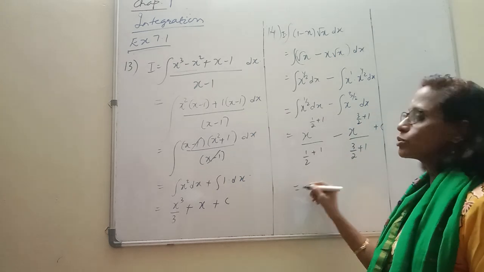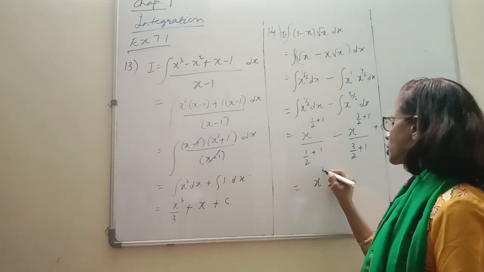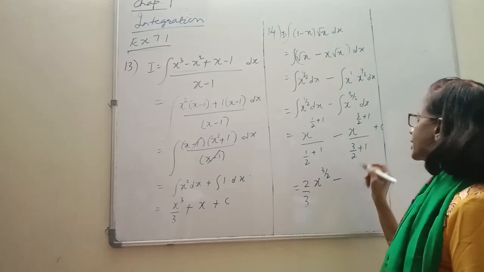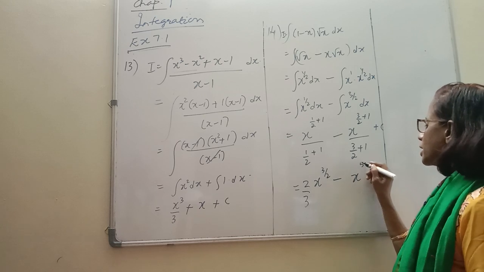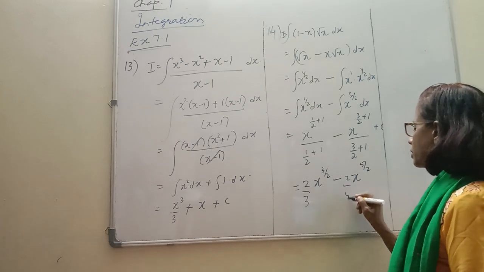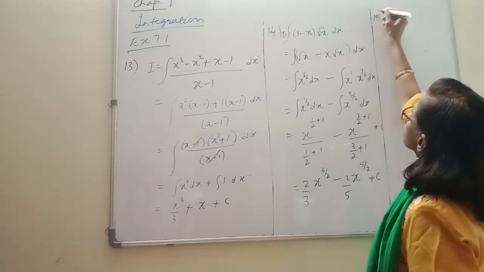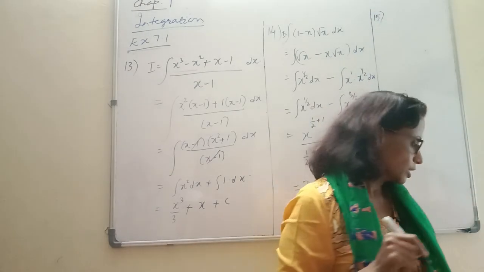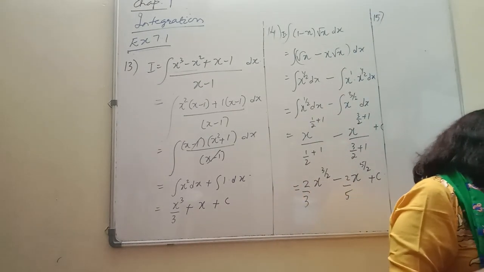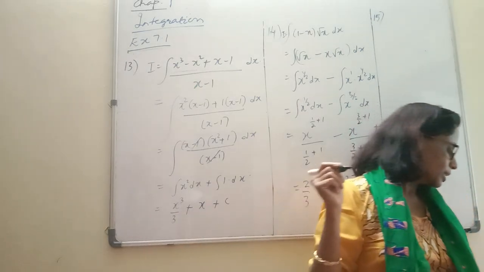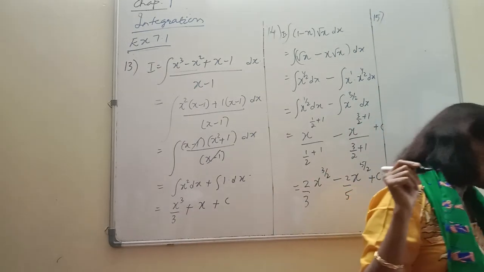So that's x raised to 3 over 2, with 3 over 2 here, which will become 2 over 3. And here it's 5 over 2, which will become 2 over 5. So that's about it, and that helps us get that problem done. Now we can move to the 15th problem. Let's see what it says. It's almost like this problem.